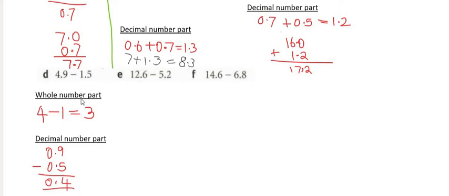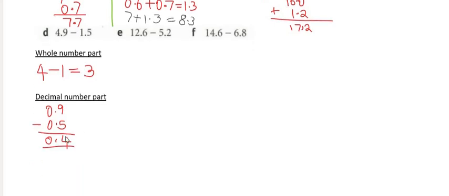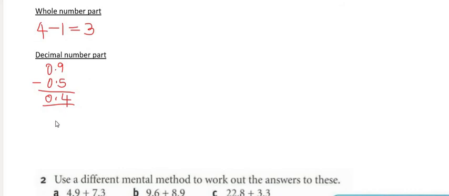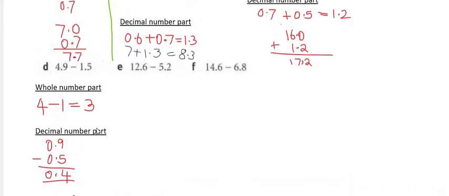Now we are going to add these values, that is 3 and 0.4, because after subtraction you have to add the numbers. 3 means it is 3.0, and you add it with 0.4, which gives you 3.4. So this is the answer after subtraction of the two decimal numbers.